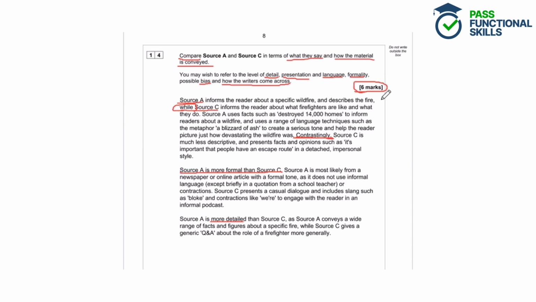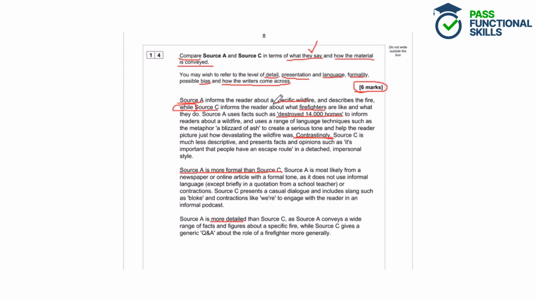What else makes it a good answer? Well, it's used quotations from the text to give evidence. So the first sentence says that Source A informs the reader about a specific wildfire, and Source C informs the reader about firefighters. So the student has addressed what both of the sources say. A specific wildfire and firefighters are the topics of the sources.